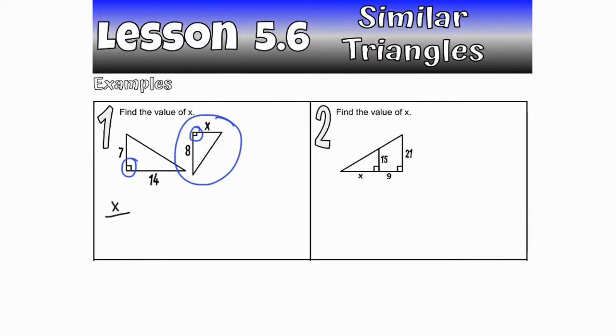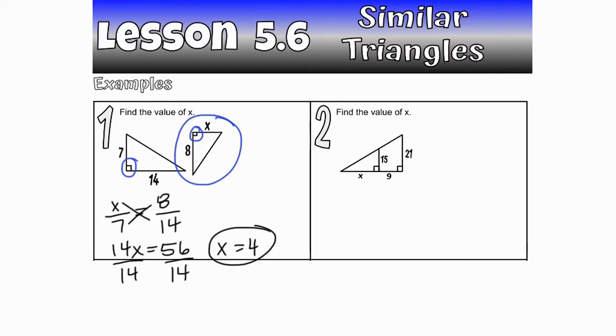I'm going to say x divided by 7 is going to be equal to 8 divided by 14. And then I'm just going to cross multiply. So I have 14x is equal to 56. And then I'm just going to divide by 14 on each side. And so x is going to be 4, and that's it.